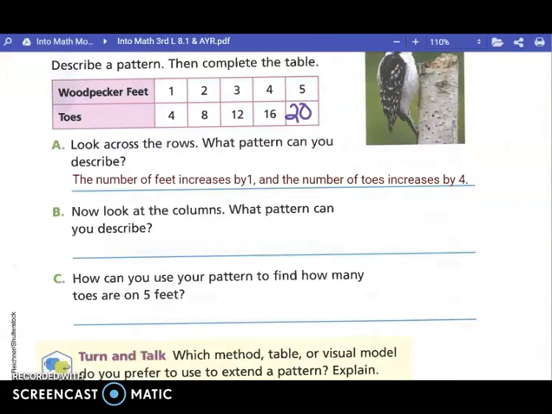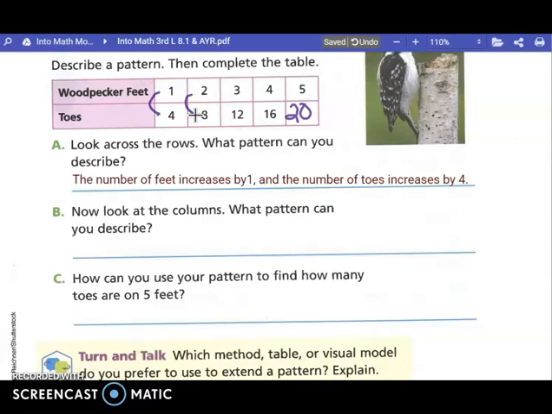Okay, it says now look at the columns. What pattern can you describe? So now we're saying, what happens from 1 to 4? What did they do? We're looking for our rule here. On that one, they added, or they multiplied. Let's see if we say add 3, does that hold true for 2 and 8? No. Nope, so we have to look for a different pattern.